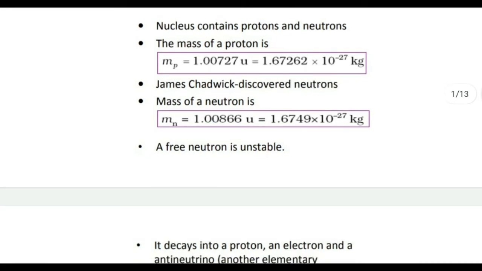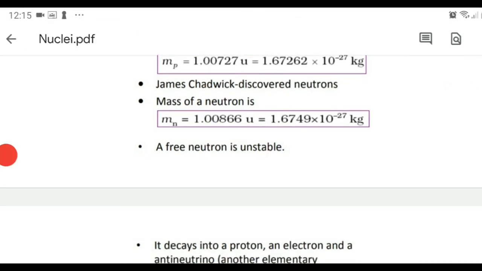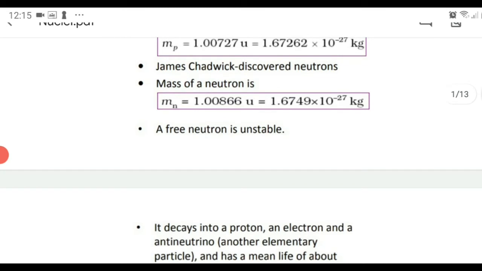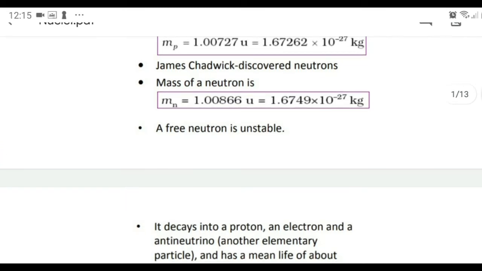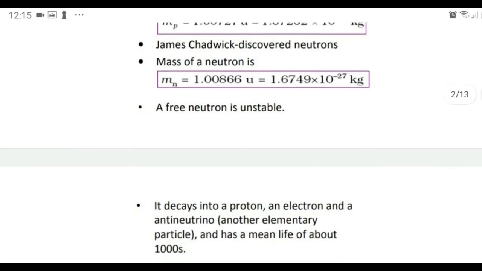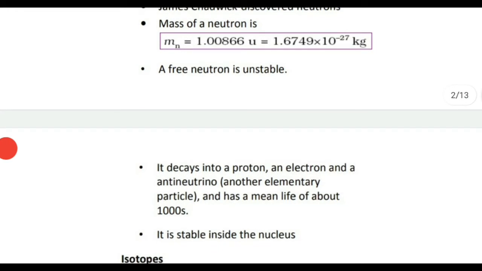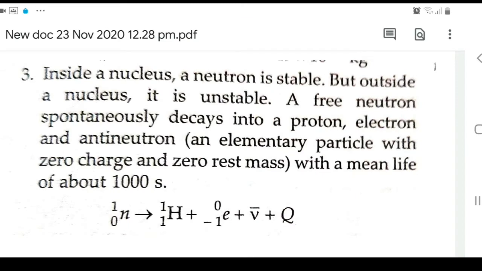Now, about the neutron, a free neutron is unstable. That means outside the nucleus, the neutron is unstable. Inside the nucleus, it can exist as a neutron, but outside the nucleus, it is not stable. So, what happens to a neutron outside the nucleus? Outside the nucleus, it decays into a proton, an electron, and an antineutrino.